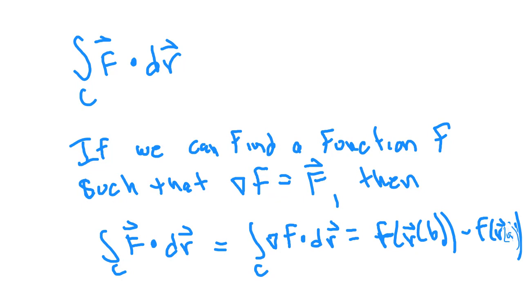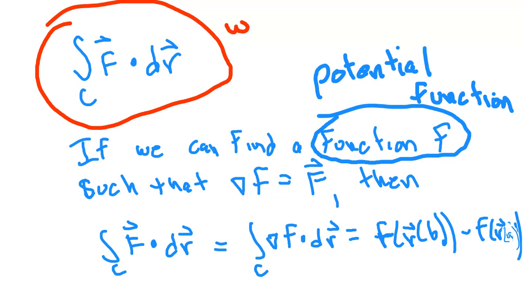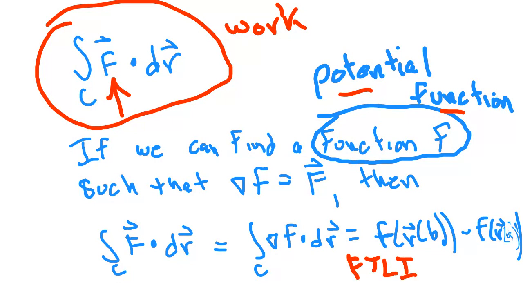Right. So this function f here is known as a potential function. So from now on, when we are looking to compute this work integral, we should ask ourselves, hey, is there a potential function for that vector field F? Because if there is, then by the fundamental theorem of line integrals, it's easy to compute the work. So now the question is, how do we find the potential function? Well, let's go back to the book and see if we can get some ideas.